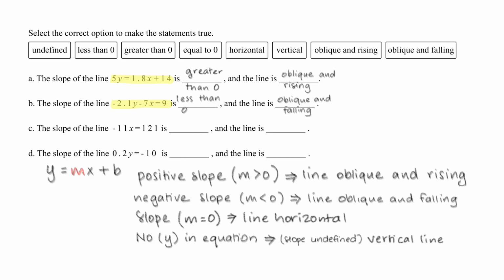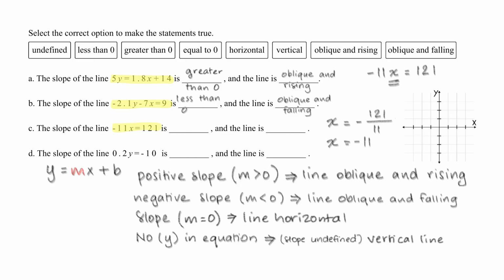Part C. We are given the equation negative 11x equals 121. Notice there is no y at all. When we only have x, it means the line crosses the x-axis at x equals negative 11 and goes straight up and down. Since the line is vertical, the slope is undefined.